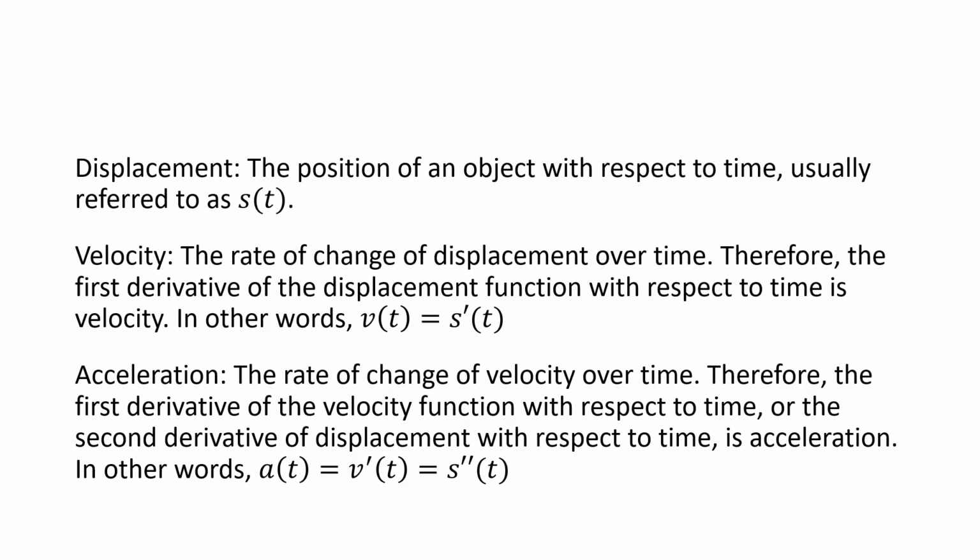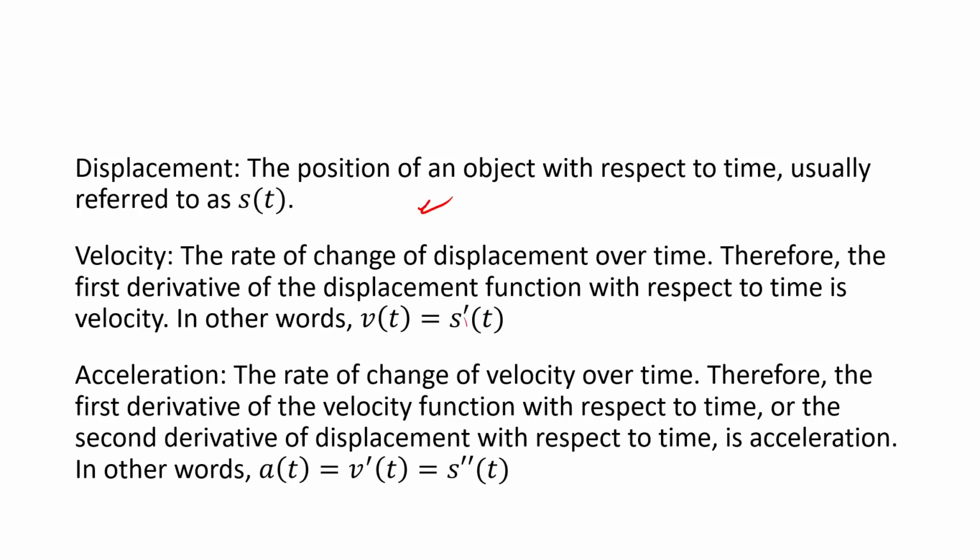Now, displacement is like distance, but with a directional component as well. And in this video, we'll see that sometimes displacement will be negative. So if we include that positive or negative directional component to distance, we get something called displacement. And the displacement, as it says up at the top of the slide, is the position of an object with respect to time, usually referred to as s of t.